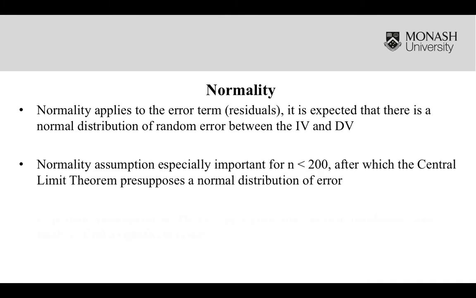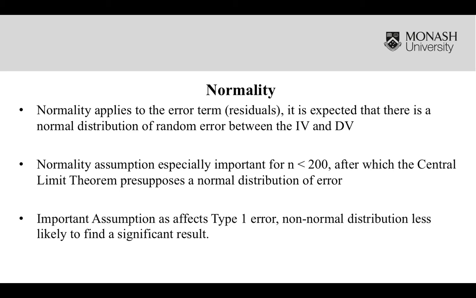So the normality assumption is especially important for smaller sample sizes, after which the central limit theorem presupposes a normal distribution of error. The normality assumption is important as it affects type 1 error. A non-normal distribution of error is less likely to produce a significant result.